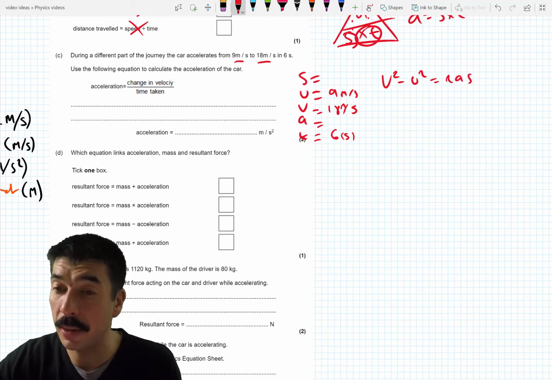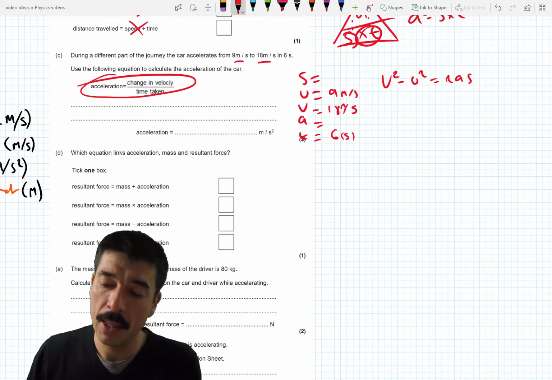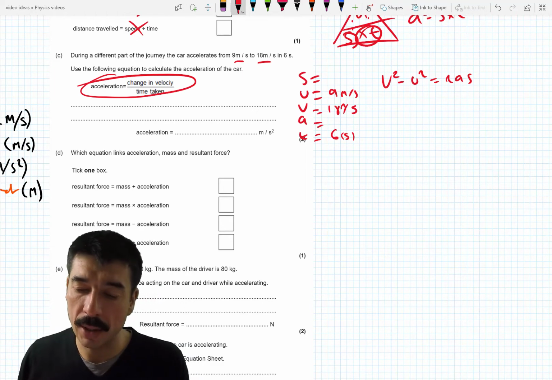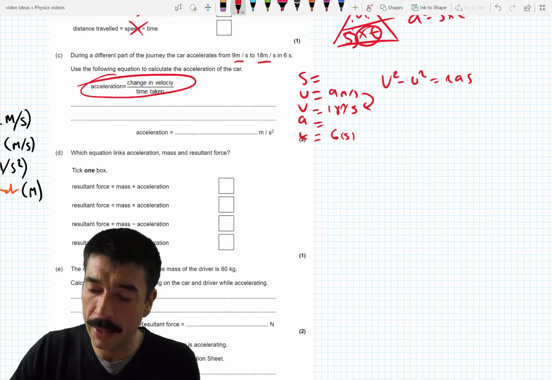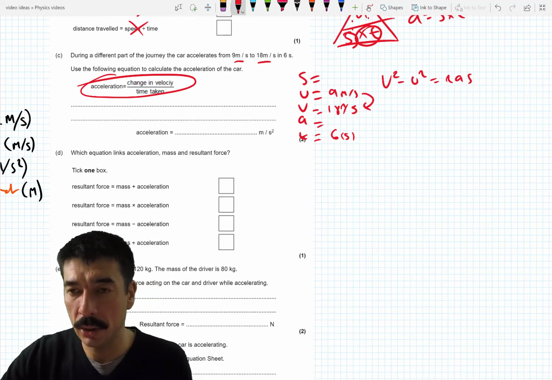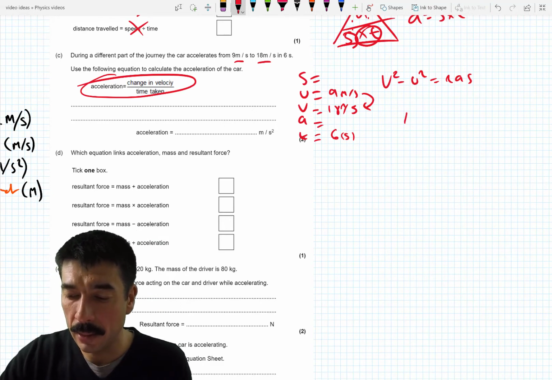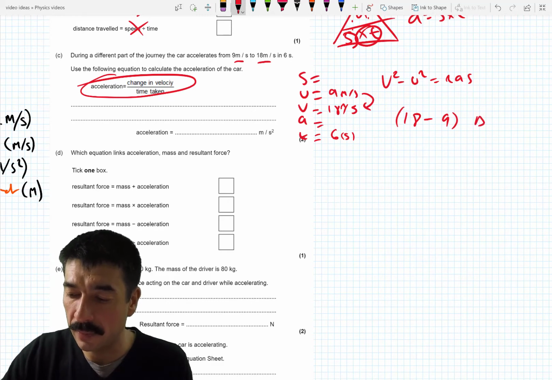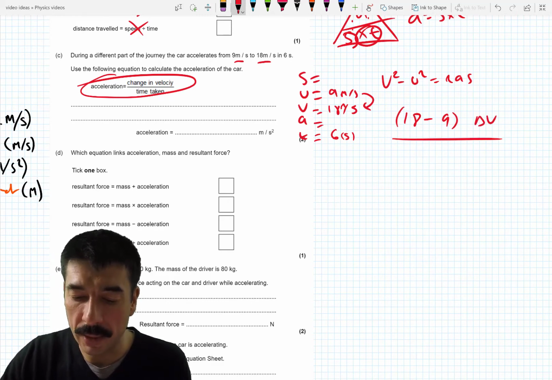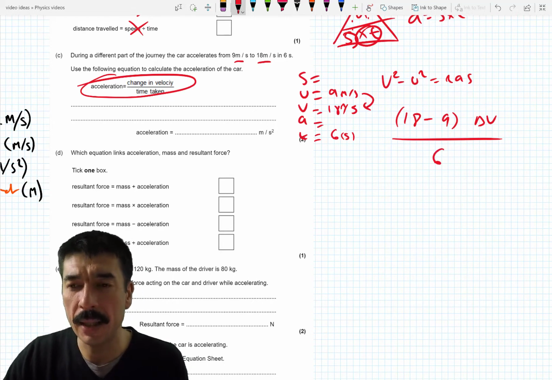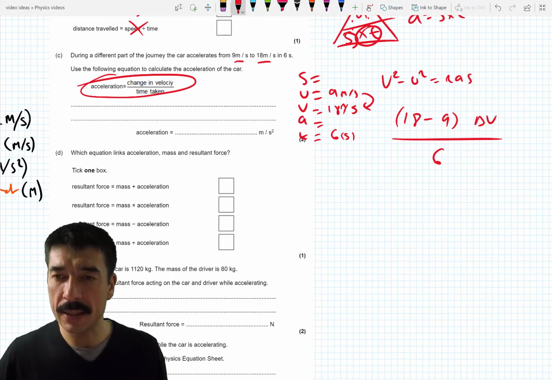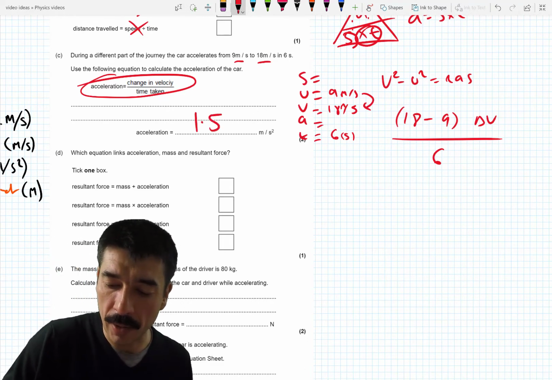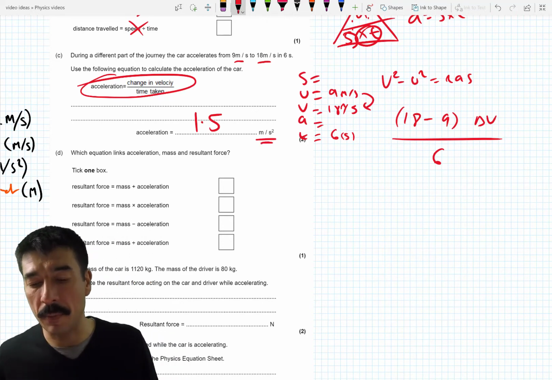And there's a massive clue as to why I don't need to use that equation, because they give me one. So let's just take their equation and try using it. The change in velocity, well, it went from 9 to 18. So the change is going to be 18 minus 9. That's the change in velocity, or delta V. And then divide by the time taken, it was 6 seconds. So 18 minus 9 is 9, and 9 divided by 6 is 1.5. Don't even need to remember the units, they give you them, 1.5 meters per second squared.